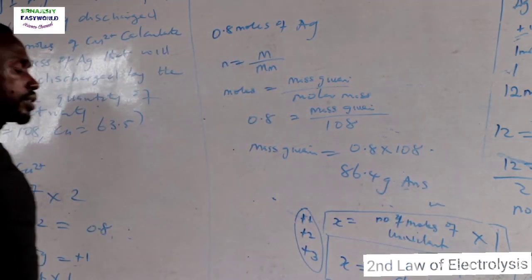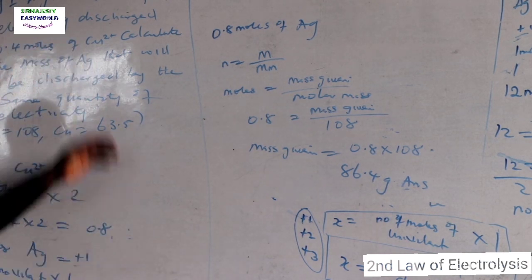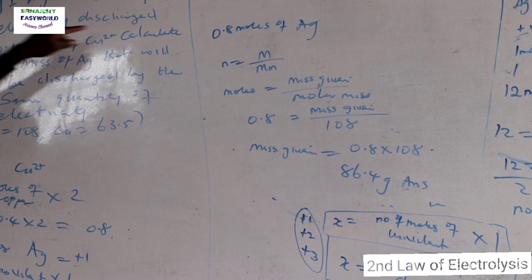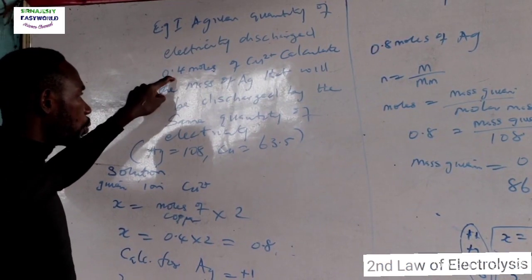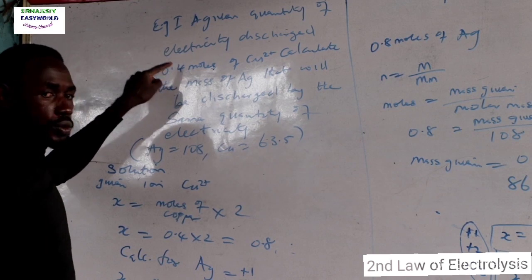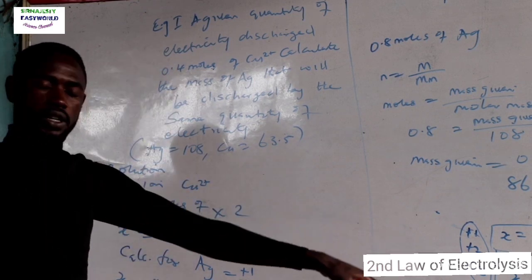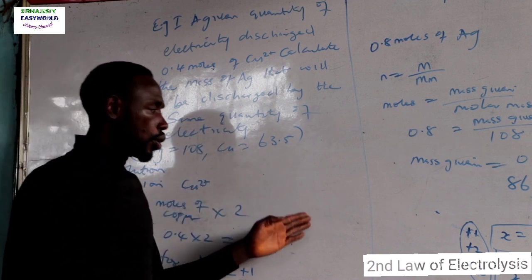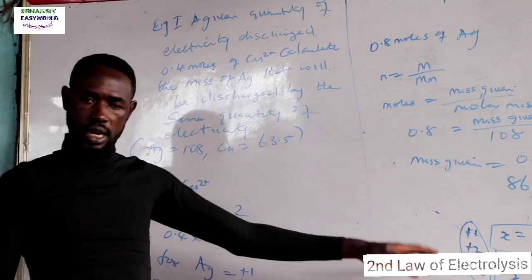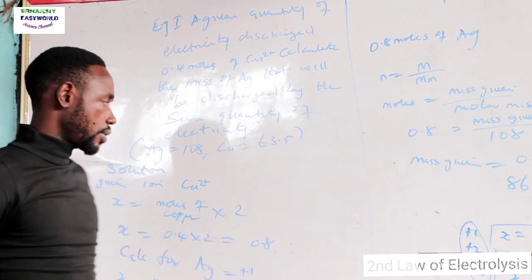Think the method is working? Use our X factor. Let me give you another example, but to explain this further, a given quantity of electricity discharged 0.4 moles. This is where your interest lies. If this mole is a mass, I have to change it back to mole before obeying this X factor. Because when I started, I only varied mole and charge, not mass and charge. So if you are given mass, go back to mole before you get your answer correctly.